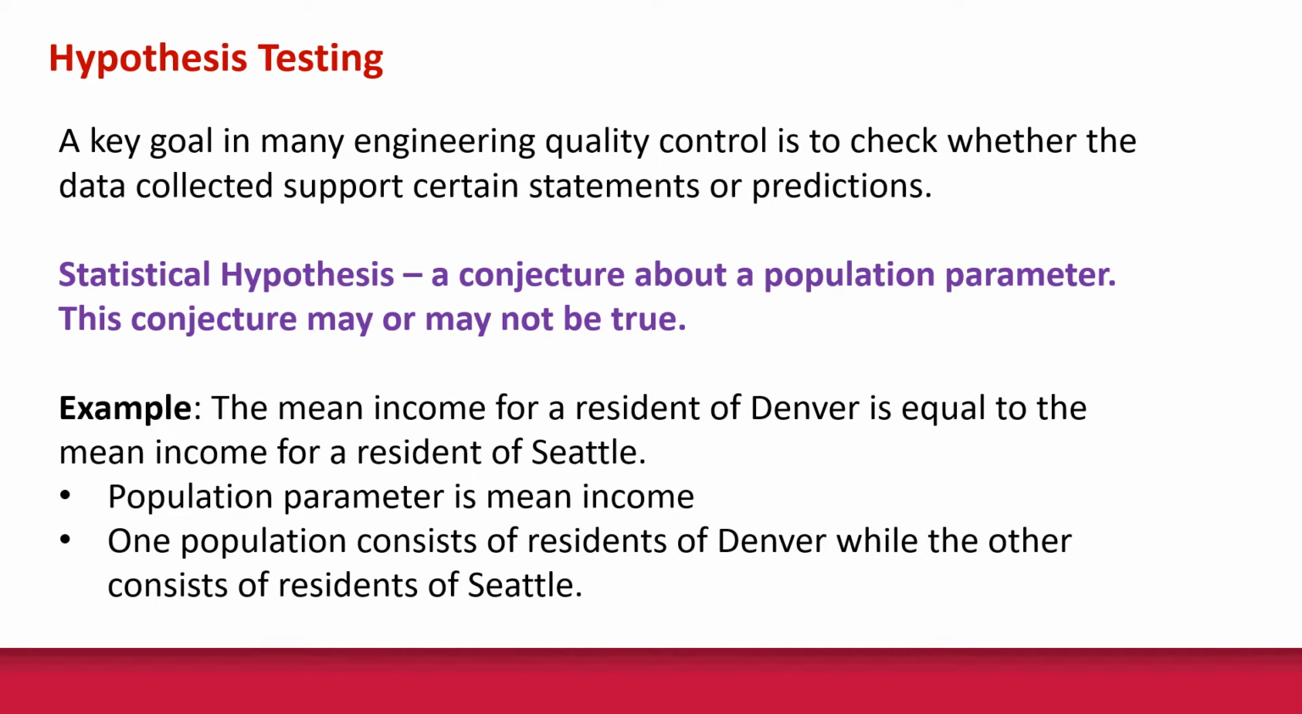A key goal in many engineering quality control applications is to check whether the data gathered supports certain statements or predictions. A statistical hypothesis is a conjecture about a population parameter. This conjecture may or may not be true. For example, the mean income for a resident of Denver is equal to the mean income for a resident of Seattle. So in this case, the population parameter is the mean income. One population consists of the residents of Denver and the other consists of the residents of Seattle, and our job here in this case would be to compare the mean incomes of those two cities.